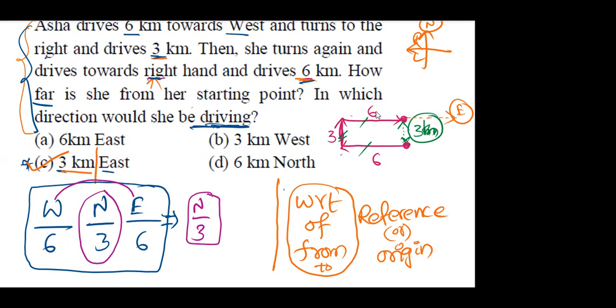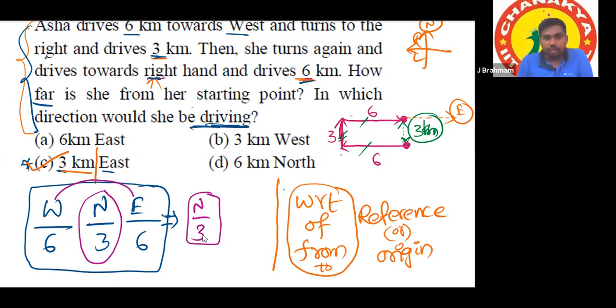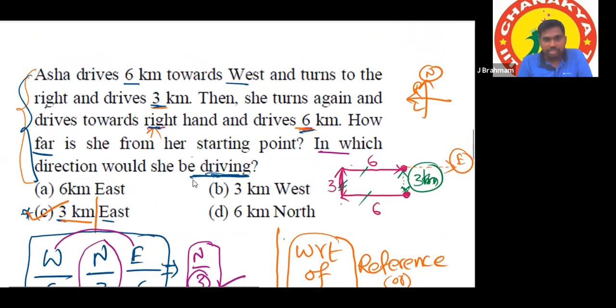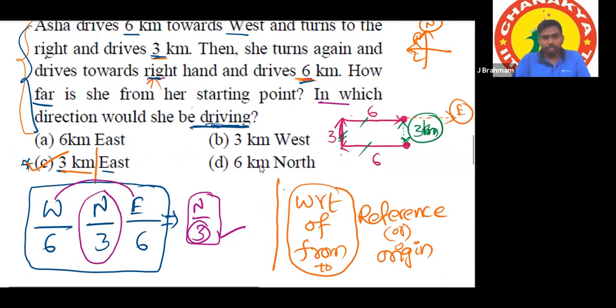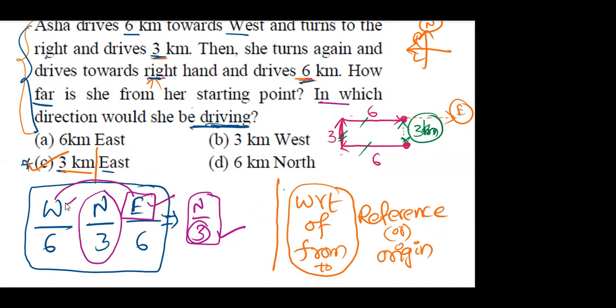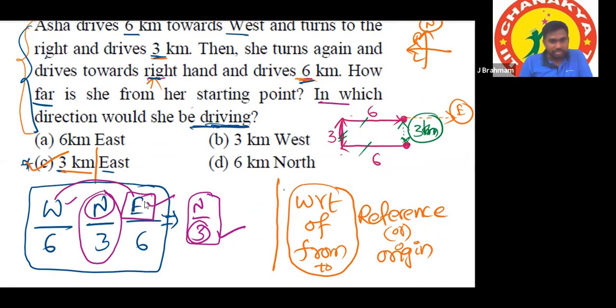And here the question is how far, so directly we can say it is 3 kilometers. And the second question is in which direction she would be driving finally. So the final direction is this one. Got it? Initially this one, in the middle it is this, and finally this is the direction.